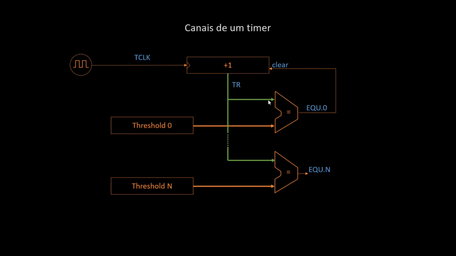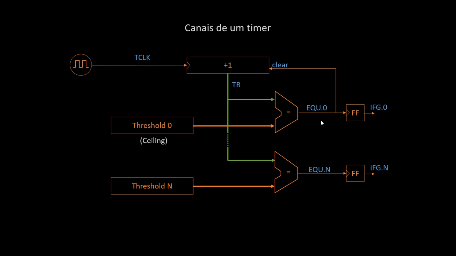The first channel, the threshold number 0, is very special. It has a special meaning of the ceiling of the counting, because this equal sign here is the only one which is capable of clearing the counter. So whenever I reach the threshold 0, the counter rolls back to 0. So the threshold 0 has this special meaning of ceiling of counting.